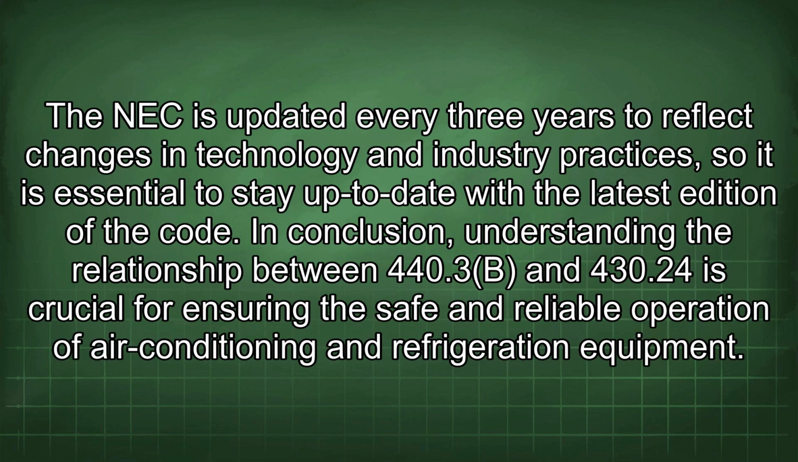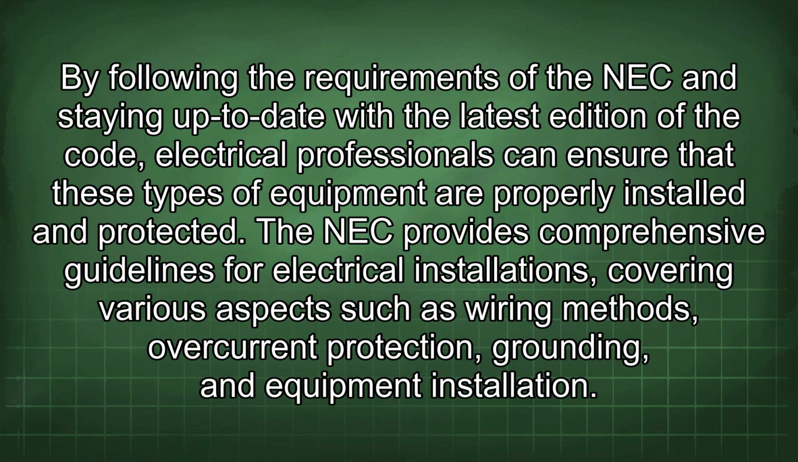The NEC is updated every 3 years to reflect changes in technology and industry practices, so it is essential to stay up to date with the latest edition of the code. In conclusion, understanding the relationship between 440.3(B) and 430.24 is crucial for ensuring the safe and reliable operation of air conditioning and refrigeration equipment. By following the requirements of the NEC and staying up to date with the latest edition of the code, electrical professionals can ensure that these types of equipment are properly installed and protected.